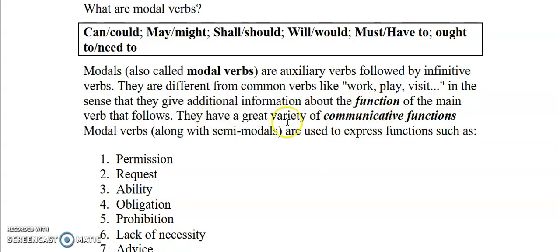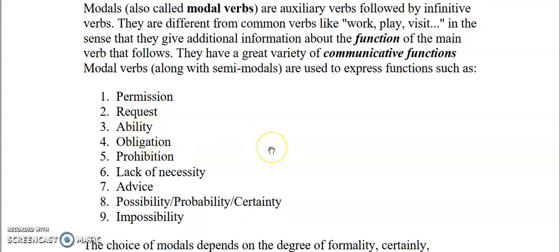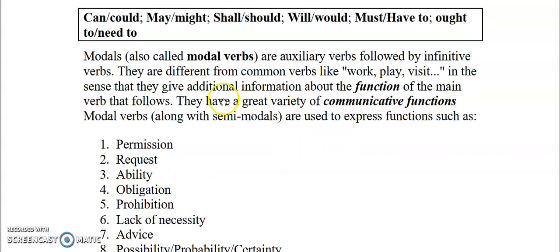So these are what we call functions. They have a great variety of communicative functions, and modal verbs along with semi-modals are used to express functions such as permission, request, ability, obligation, prohibition, lack of necessity, advice, possibility, and impossibility. Okay, so what do we mean by semi-modals? Now, most of these modals have more than one function. They convey more than one meaning. But certain modals, okay, express only one, like, for instance, ought to and need to.